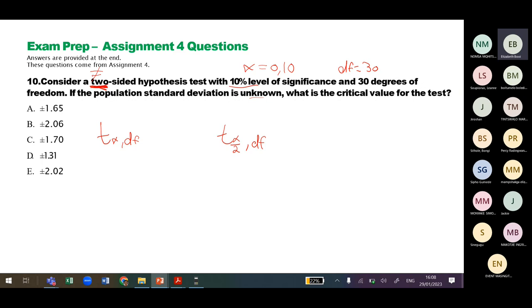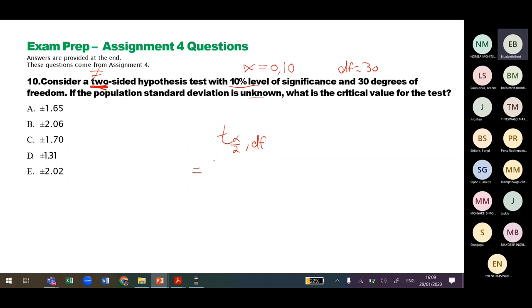You need to be able to identify these things because the minute you use the wrong formula to find the answer, you're not going to get it right. So we're using a two tail, which means we divide alpha by two because there are two sides. When it's one side, we just use alpha. When there are two sides, we divide alpha by two to share the alpha value in the two areas.